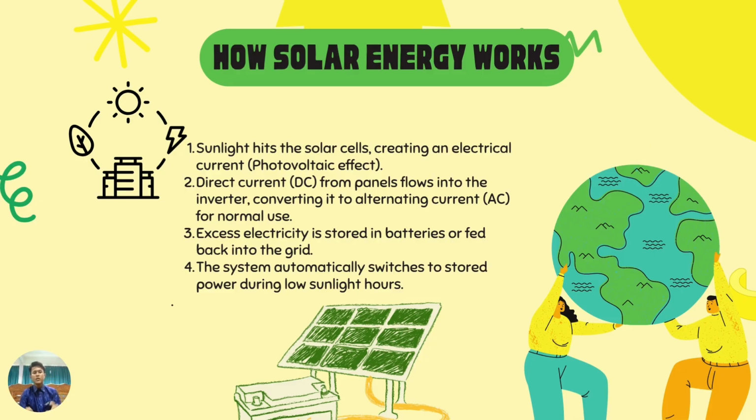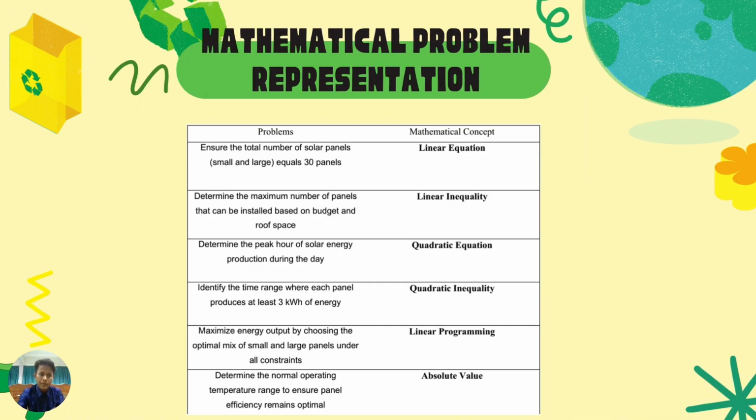From the panel, direct current flows into inverter. So the inverter converts direct current to alternating current for normal use. For the excess electricity, it is stored in batteries or fed back into the grid. The last is the system automatically switch to start power during low sunlight hours.